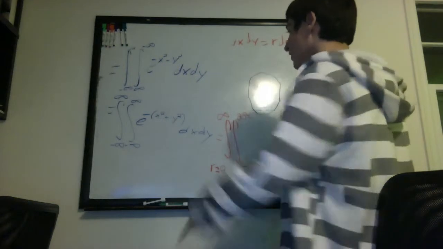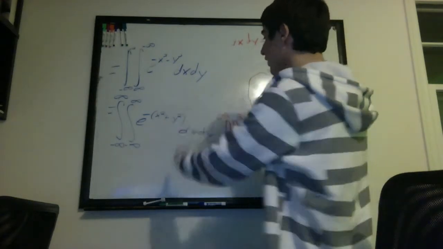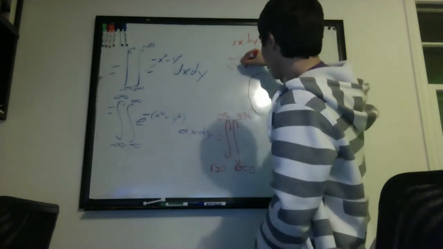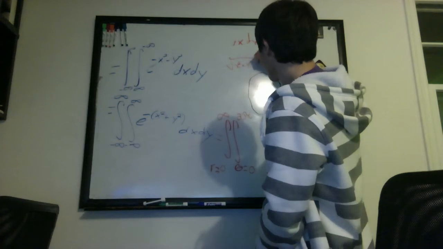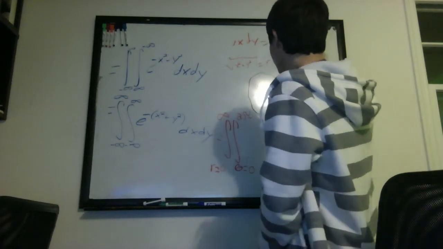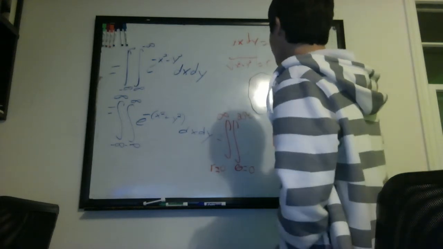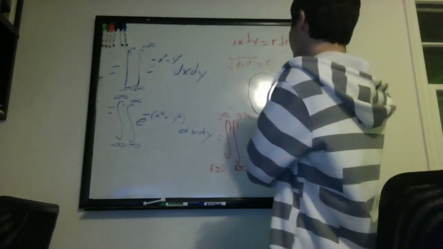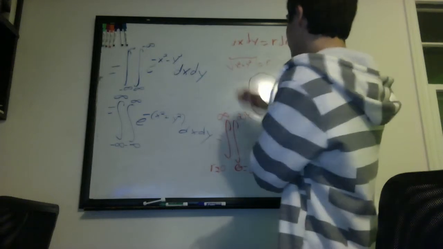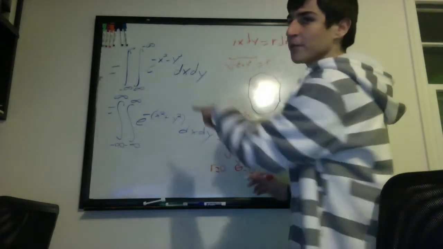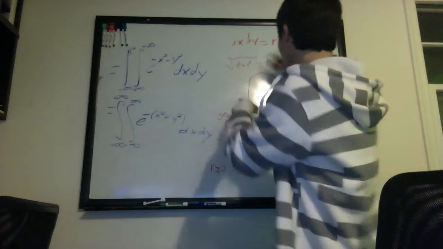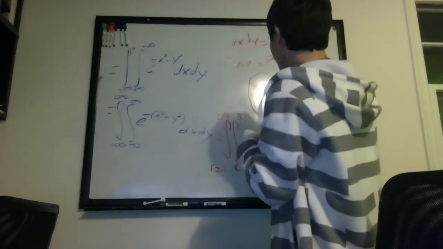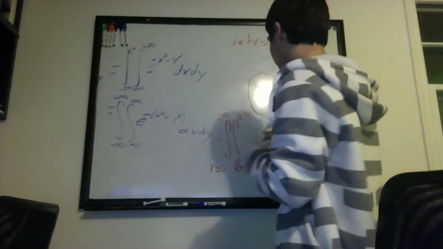And now what do we have? Well, we know that the square root of x squared plus y squared is equal to r. If you graph the square root of x squared plus y squared equals 1, that looks like a circle. So x squared plus y squared is equal to r squared, and we have e to the minus r squared.